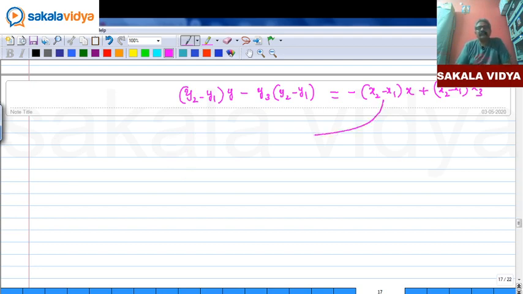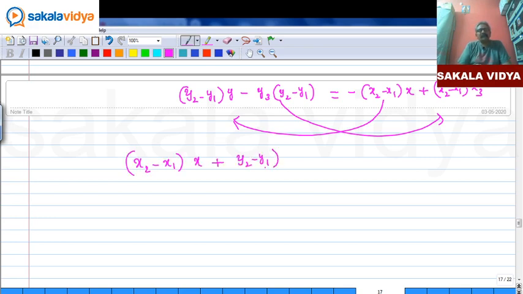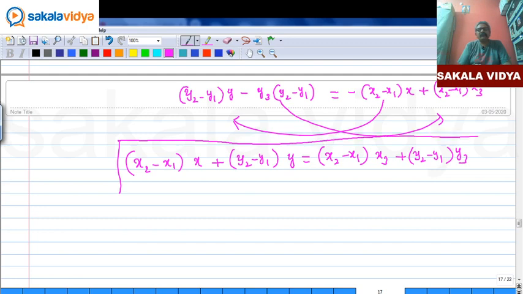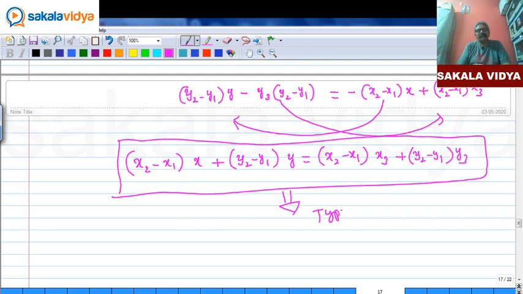So, now take this term to this side. What do you get here? x2 minus x1 into x plus y2 minus y1 into y equals x2 minus x1 into x3 plus y2 minus y1 into y3. This is actually very typical to remember. I will write it myself also.